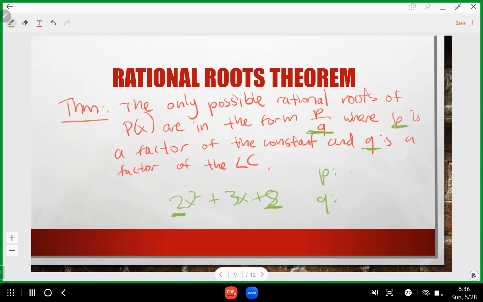So what is that? It is plus or minus 1, plus or minus 2, plus or minus 4, plus or minus 8. Those are the factors of 8. And we have plus or minus 1 and plus or minus 2 for Q. Then once you take P over Q, then you can find all of the possible rational roots.